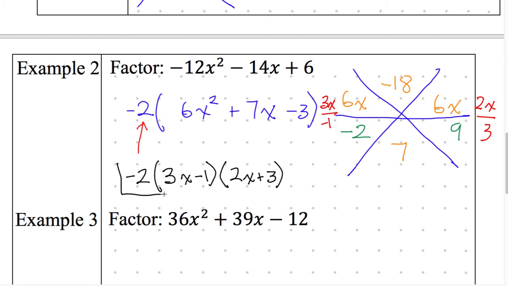Don't forget that factored out greatest common factor from step 1. That is the most common mistake. You'll forget to factor it out and break the ninja star, or you'll factor it out and then forget about it. That is the final answer: -2 times 3x minus 1, 2x plus 3.